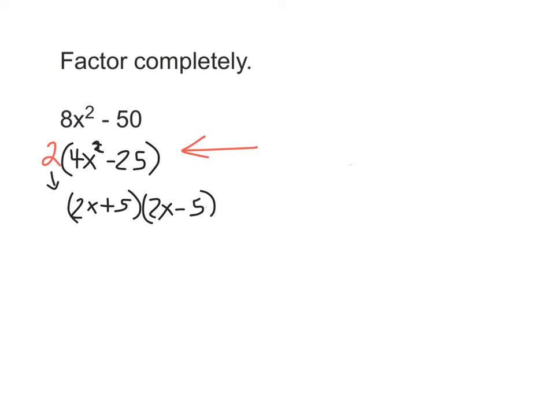Lastly, don't forget to bring down this 2, and our final factored form is 2 times 2x plus 5 times 2x minus 5.